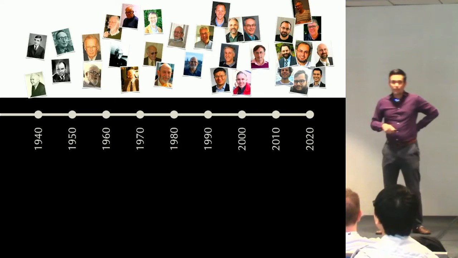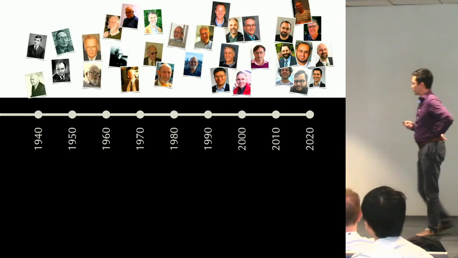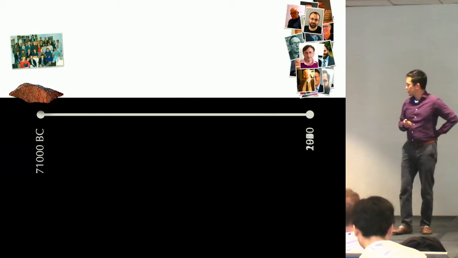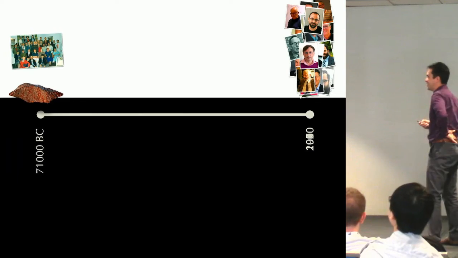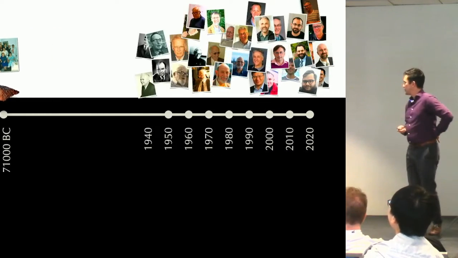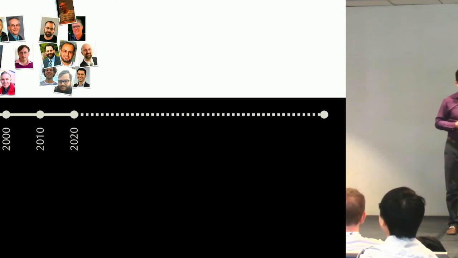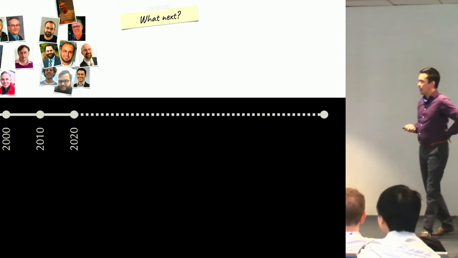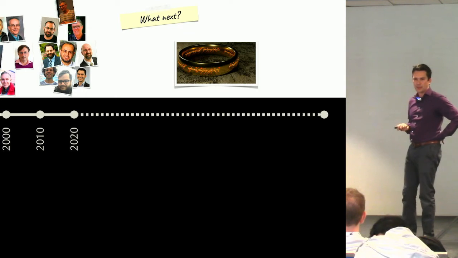Okay. I have tried to condense a lot of research into the past hour or so. In fact, I've tried to condense the last 71,000 years of history into the last hour or so. And that's been no easy task. But the thing I want to terminate on is the question of what next. Will there be one ring to rule them all? Is there going to be a final algebraic effects handler library?